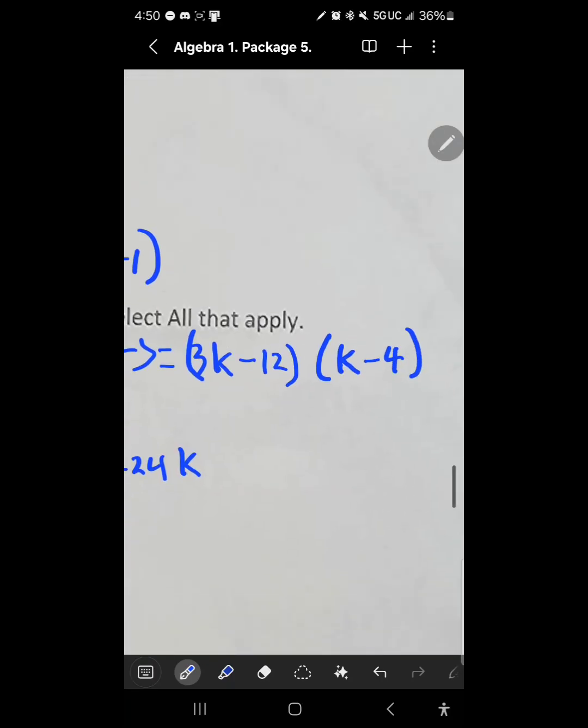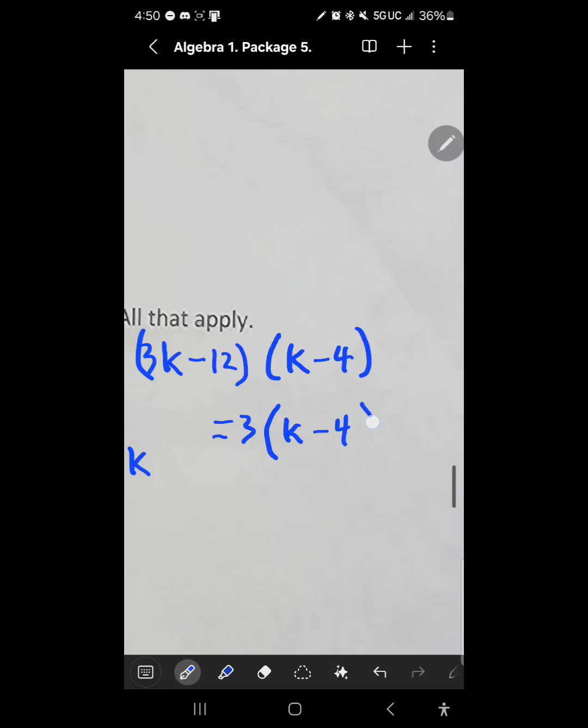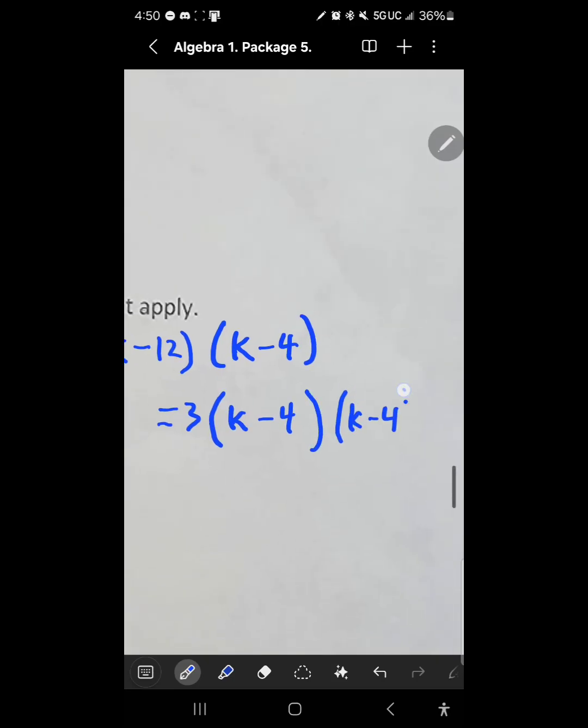Now we can keep factoring. If you see here, we could divide both numbers by 3. So let's check that. We can say 3, then 3k divided by 3 is just k. And then 12 divided by 3 is 4. So minus 4. And then k minus 4.